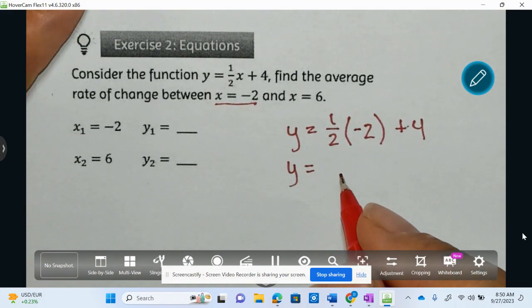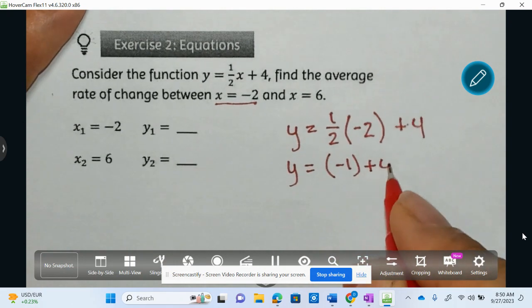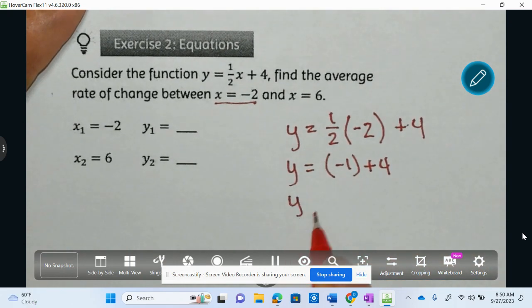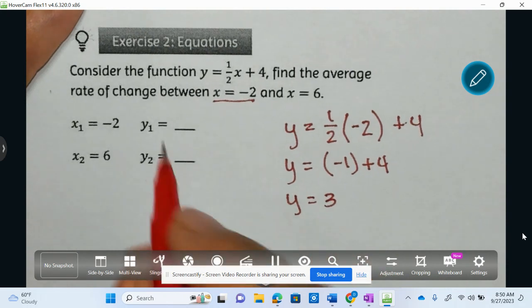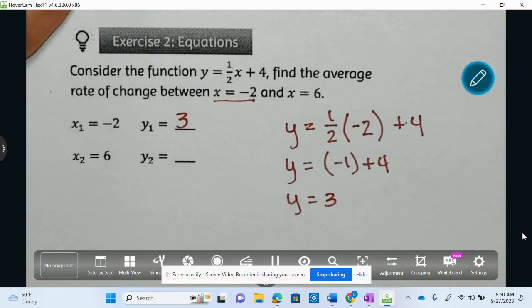What's half of -2? It's -1. What is -1 plus 4? 3. Very good. So when x is -2, y is 3. Does that make sense? Okay.